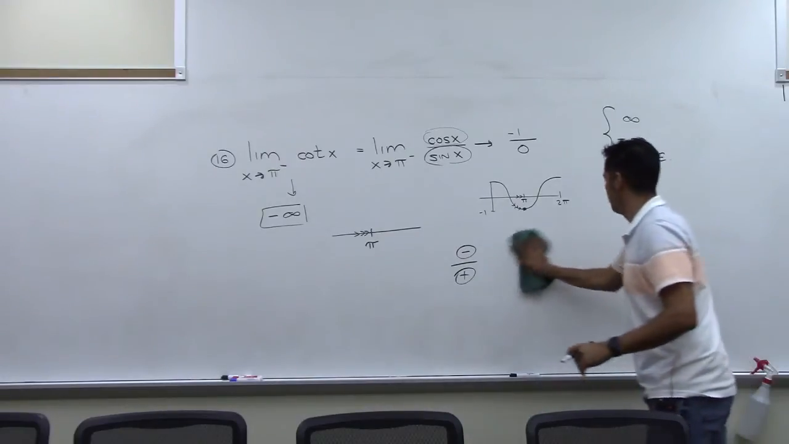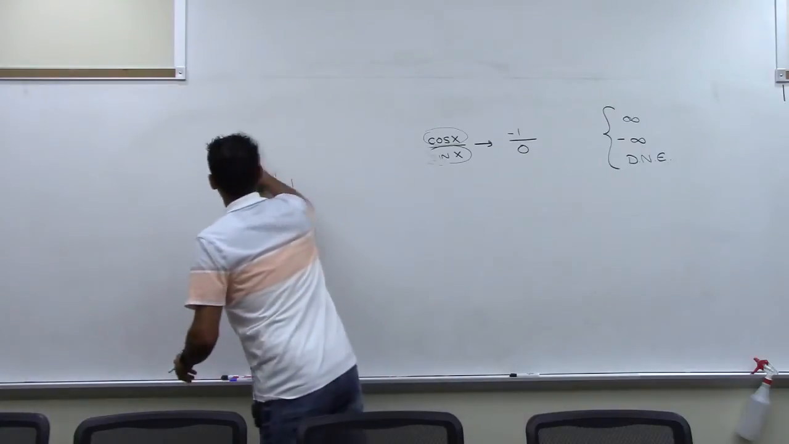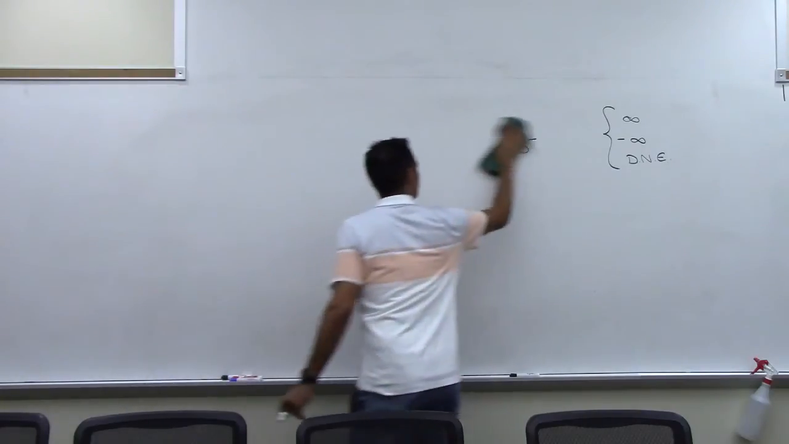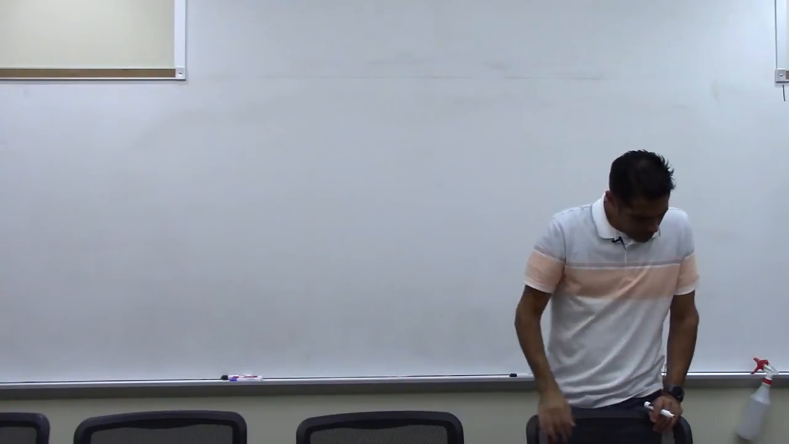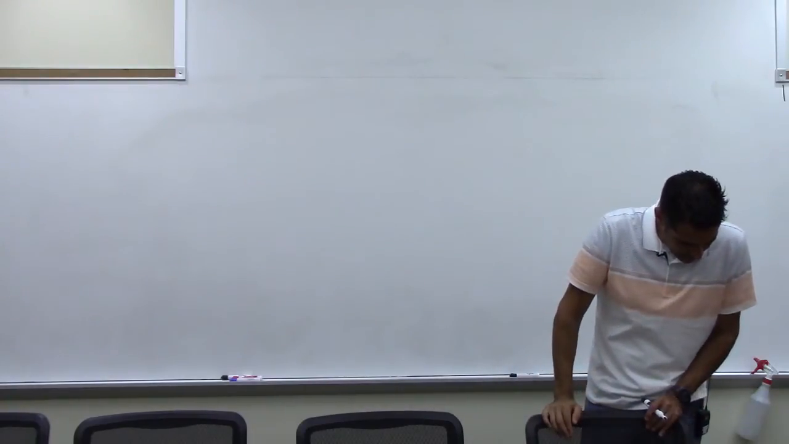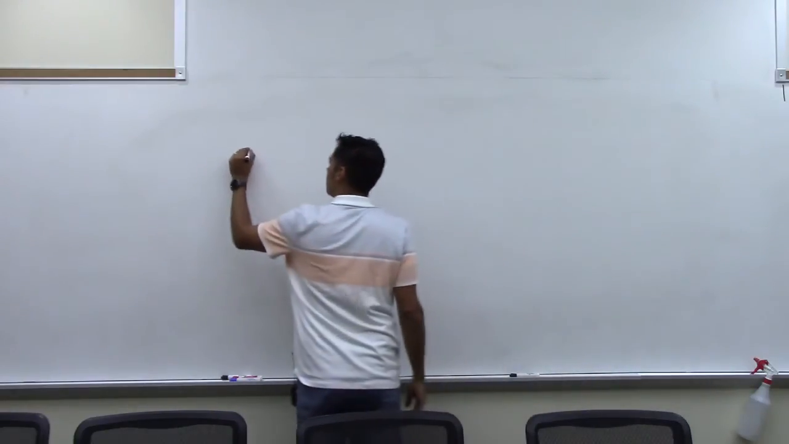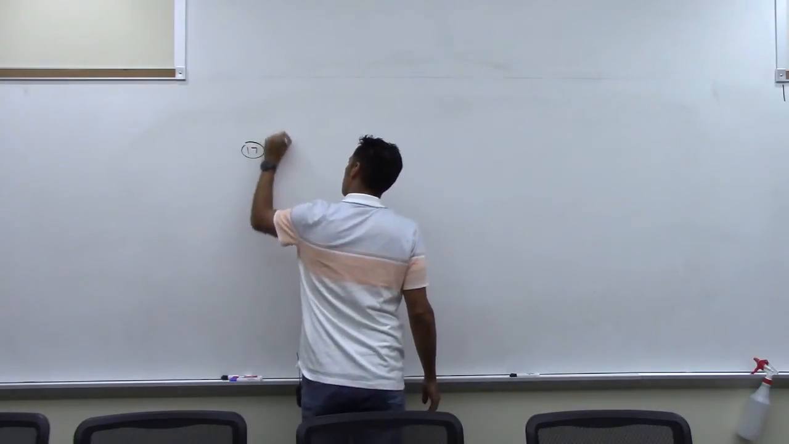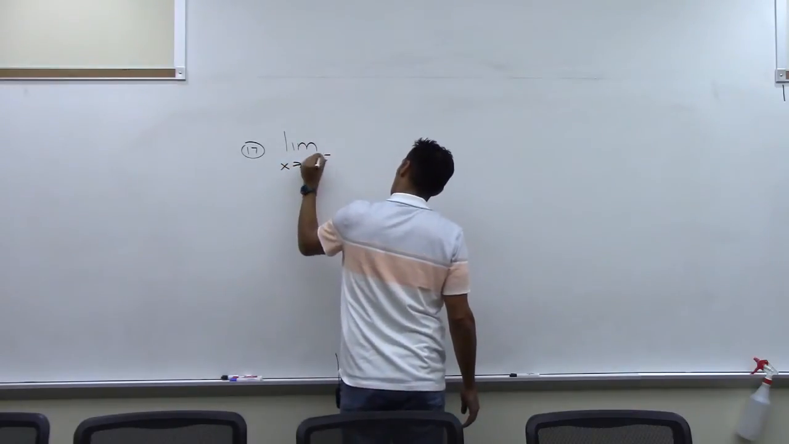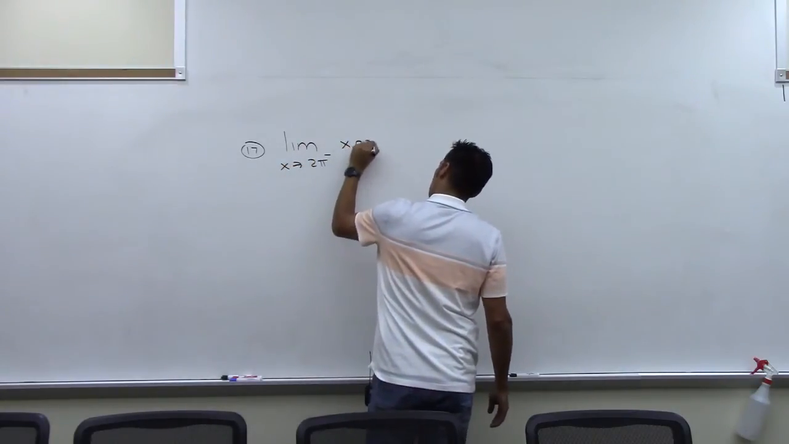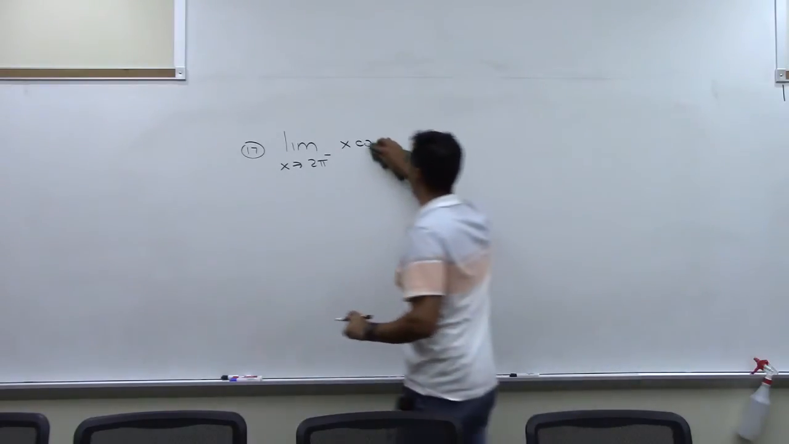All right. I'll erase that. 17. Limit as x goes to 2 pi from the left of x cosecant x.